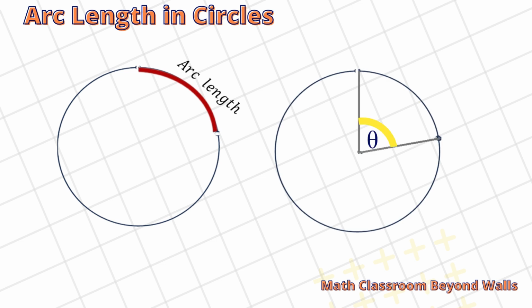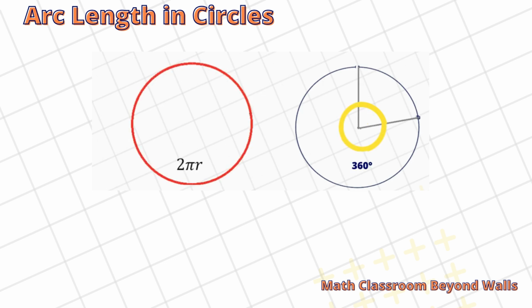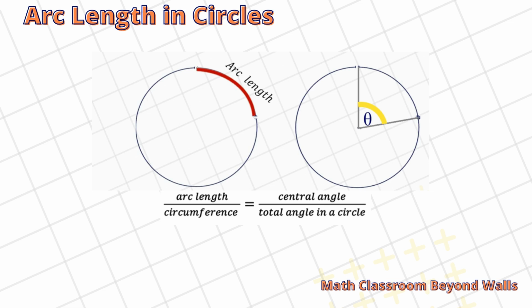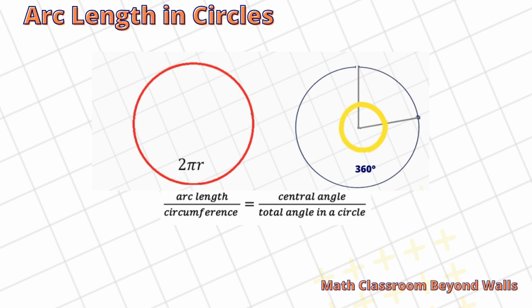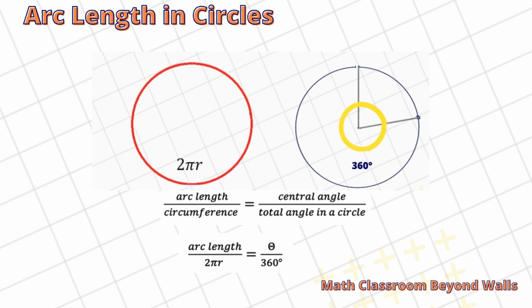Likewise, the angle subtended by the arc, the central angle theta, is also just a part of the total angle around the circle, which is 360 degrees. These part-to-whole relations are equivalent, thus a proportion can be written as follows. Arc length over the circumference is equal to the central angle over the total angle in a circle. Plugging in the values that we know of, such as the circumference and the total angle in a circle, we have now arc length over 2 pi r is equal to theta over 360 degrees. This is where our formula for the arc length comes from.